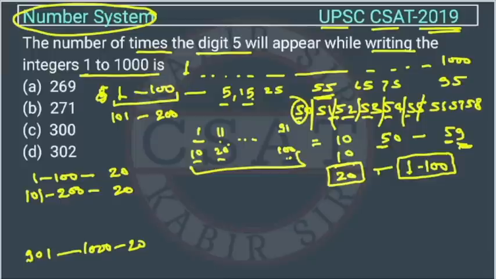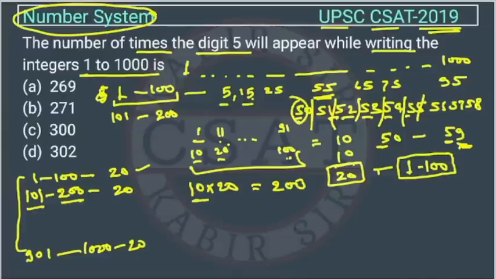So total how many sets are there? 101 से लेके 200 तक, 201 से लेके 300 तक. So total 10 sets are there. In each set we are having 20. So this will become 10 into 20 because in each set 20 times are coming, or you can add all this, right? So this will become 200.